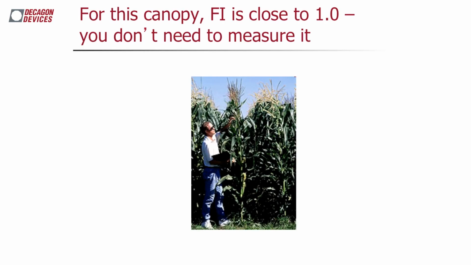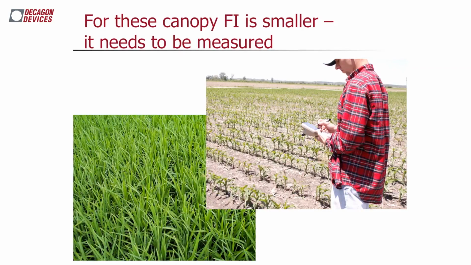Essentially, we had leaves stacked on top of each other 6 layers thick. And you can imagine that is not going to let a lot of radiation to the ground. Fi would be very close to 1, just like it is here in this corn canopy. But you can imagine when that corn was just starting to grow, as we're seeing in this picture on the right-hand side, that's not anywhere close to being a complete canopy cover. And there we're going to have to go measure it.